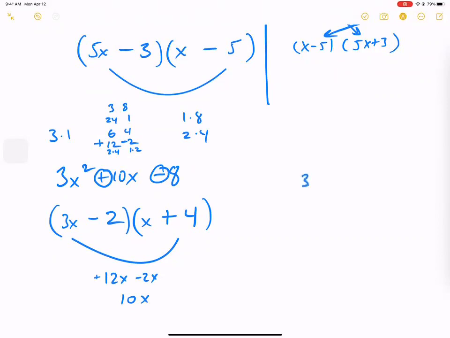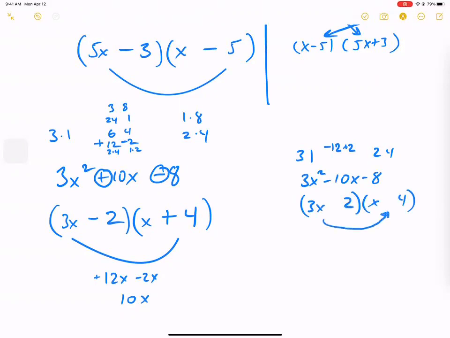If this problem was written 3x squared minus 10x minus 8, the numbers 3 and 1 and 2 and 4 would still work. 3 times 4 is 12, 1 times 2 is 2. They would still work, right? But we need the negatives to win here. So for this problem, which looks so similar, the numbers are still the same and the positions are still the same. Except since we need more negatives to win, we would give the negative to the 4, because that gives us our negative 12 and a positive 2 here, which is our goal.